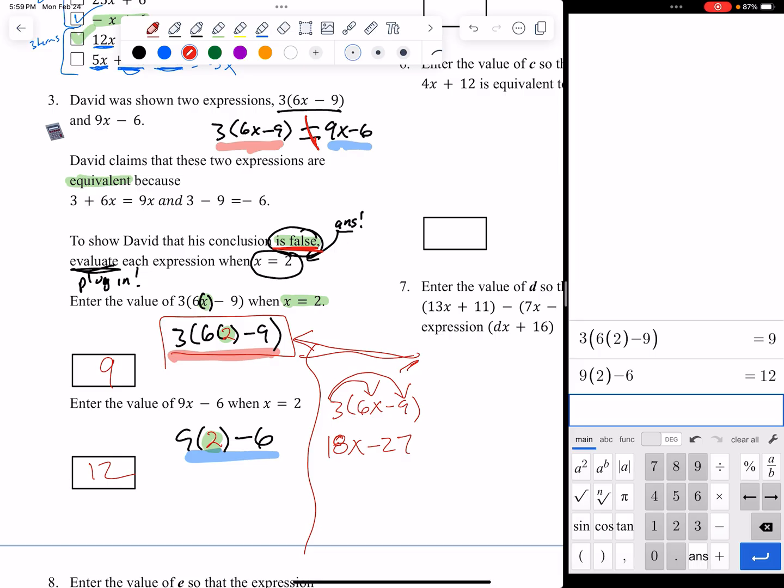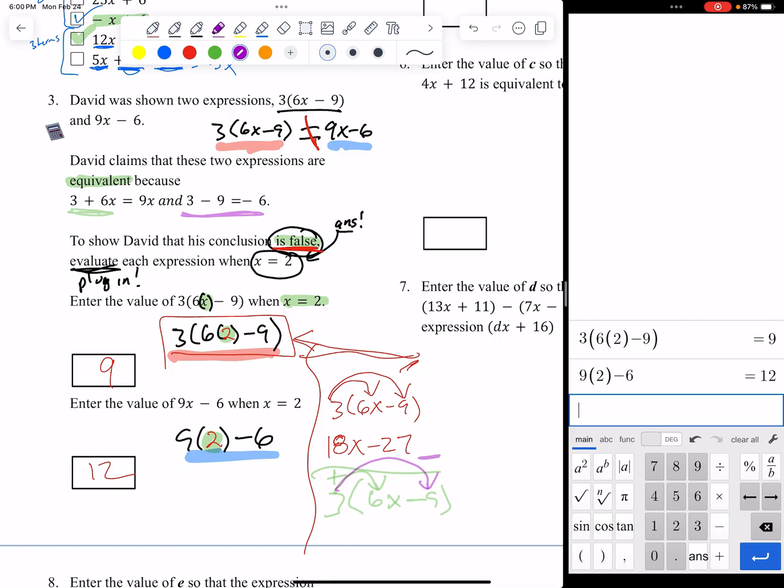He got 9x minus 6. So where did he screw up? Can you tell? Just so we can play teacher and practice a little bit. I'll take advantage of the time since I have you and you haven't fast forwarded. So what did he do? 3 plus 6. So instead of multiplying, 3, 6x minus 9, David said 3 plus 6 equals 9x. And then David said 3 minus 9 equals negative 6.